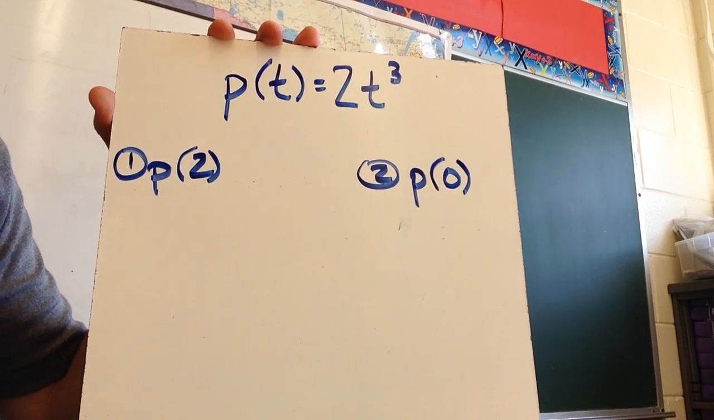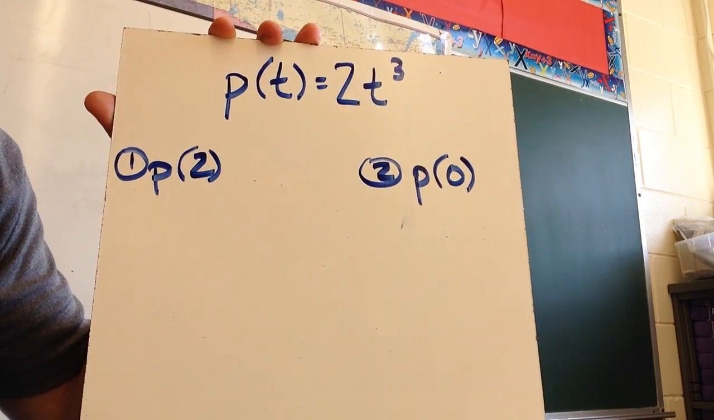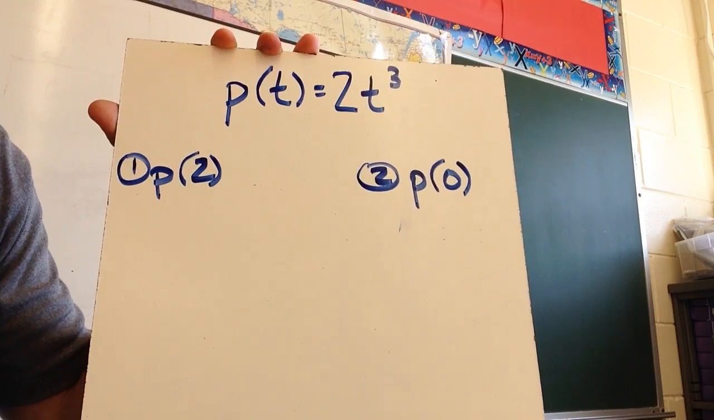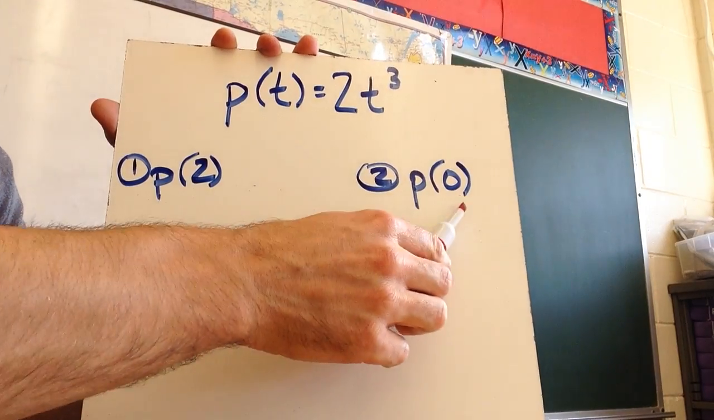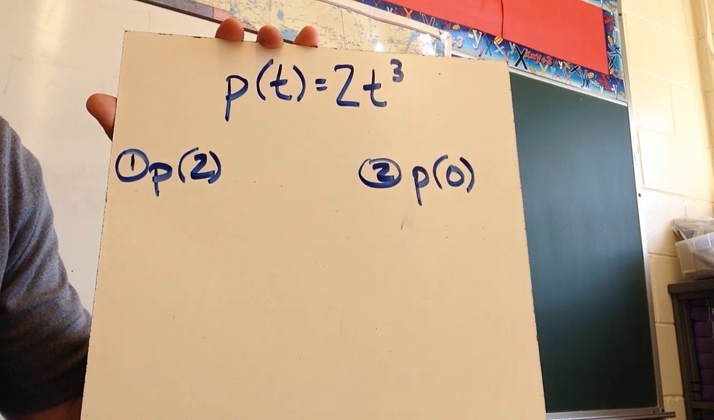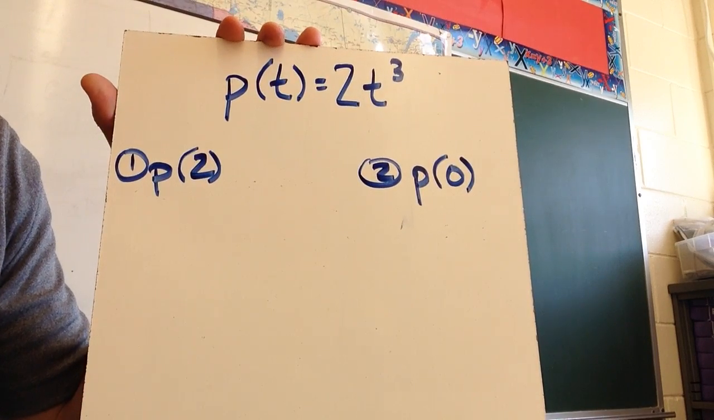P of t equals 2 times t cubed. Now I want you to find P of 2 and P of 0. Please pause the video at this time to practice these problems.